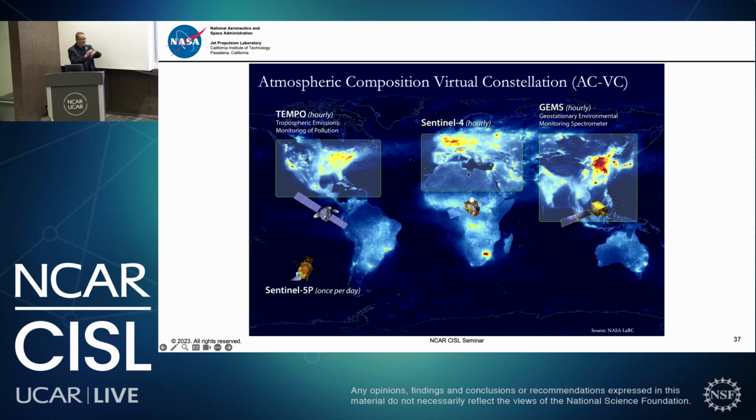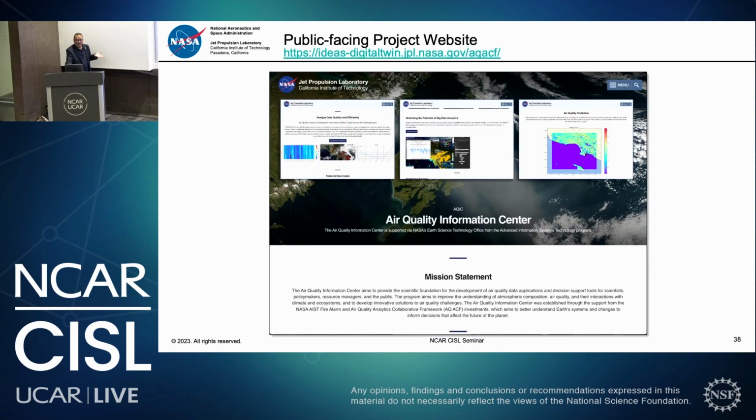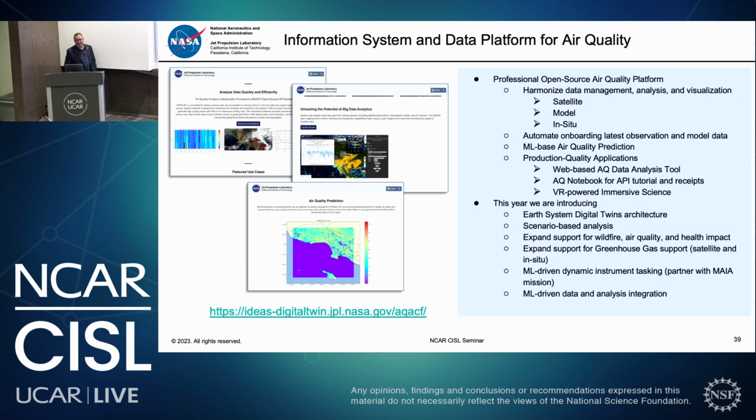And then you have the Sentinels. We call this a virtual constellation. Instead of having one big satellite that does it all, can we create a community of satellites that we can connect together? So we established what we call the Air Quality Information Center. It's one platform for all the measurements, satellite, model, and in situ, and we also try to work with a real mission like MAIA.